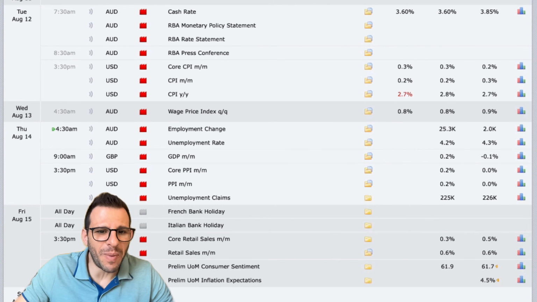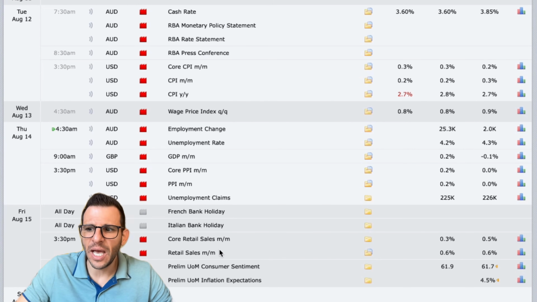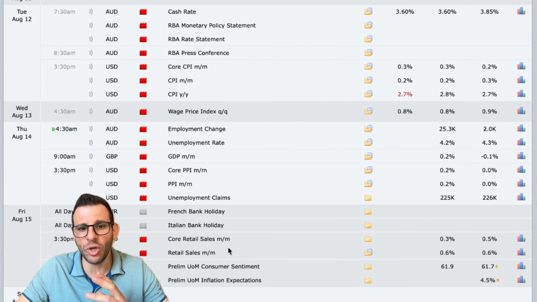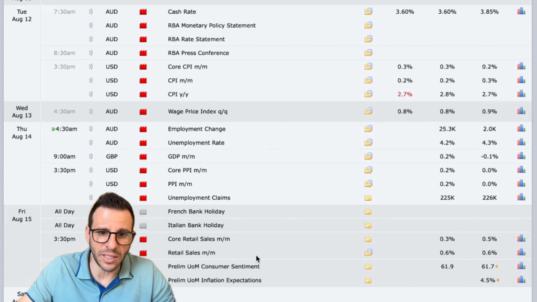Maybe we're going to see some spikes on the US dollar right at the open. Maybe you can let the market sit a little bit, and then you can create your bias based on the outcome and also the technical analysis we just did.